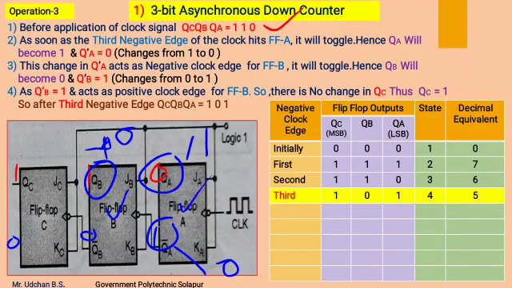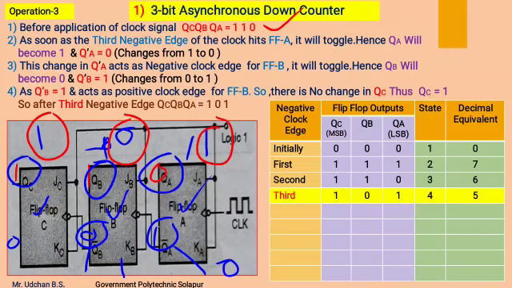As QB is changing from 1 to 0, QB complement will change to 1. This 0 to 1 transition will give a positive edge to flip-flop C, by which it will not get toggled, and this 1 will remain as it is. So after the third negative edge of the clock, the output will be 1 0 1.